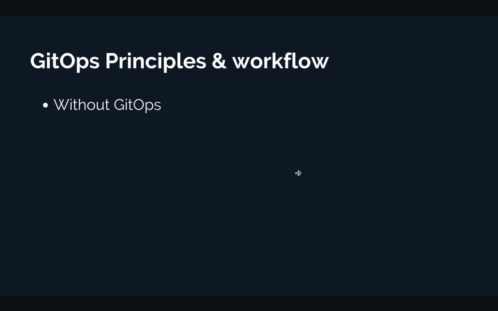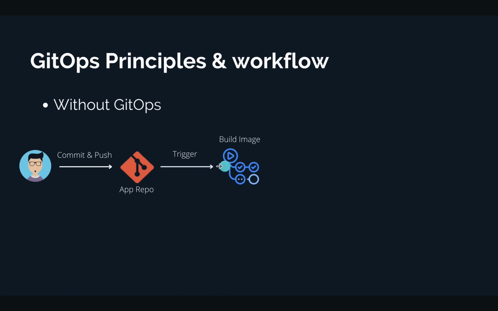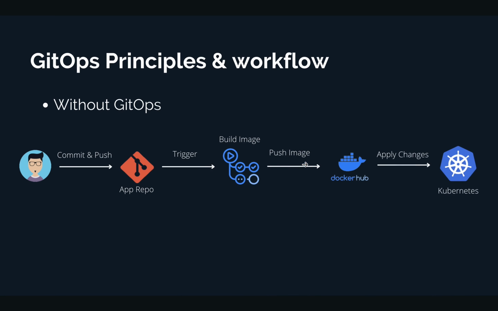So let's see an example of deployment without GitOps. First, the developer commits and pushes changes to the application repository. So this will trigger some pipelines to build the app, do some integration tests, build a Docker image, then push this image to Docker Hub, our registry. And finally, we apply these changes manually to the target environment, in this case the Kubernetes cluster, so we use kubectl.